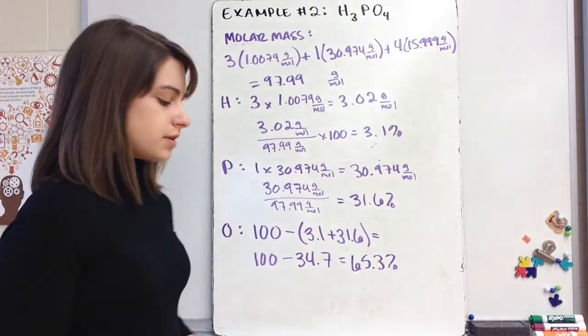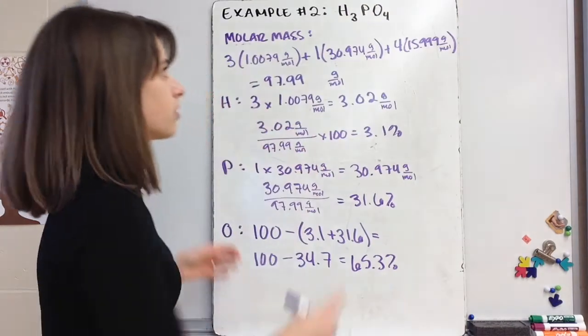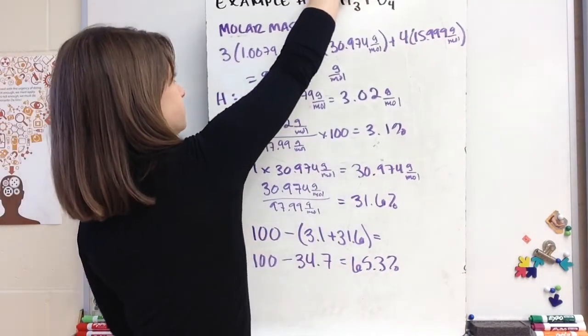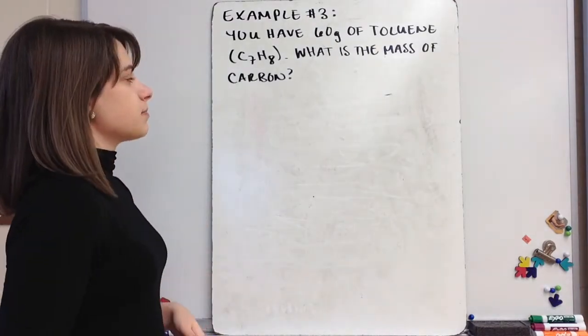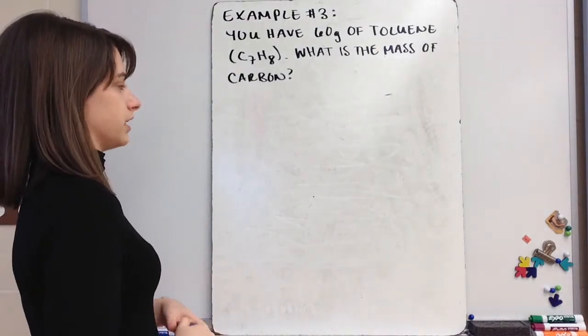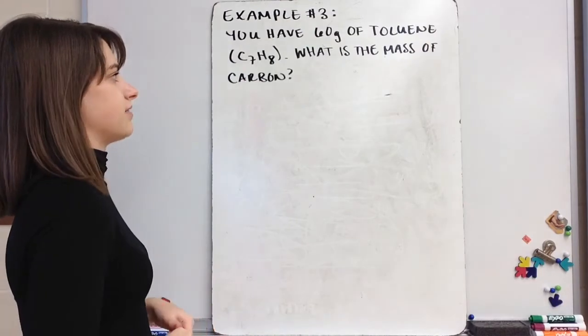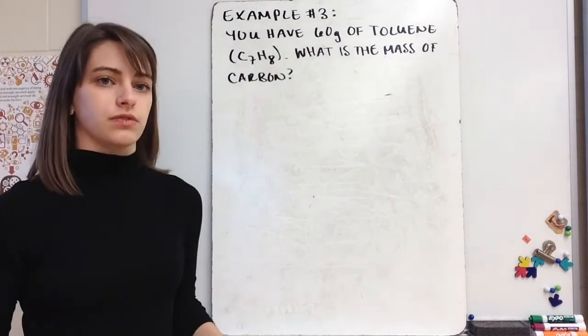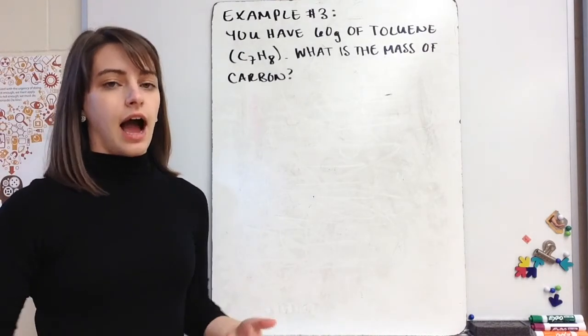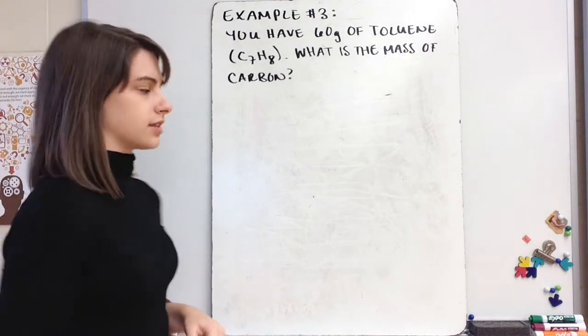So let's actually use mass percent in a different way. Let's look at one more example. So example 3 says you have 60 grams of toluene. Toluene has a formula of C7H8. And the question asks, what is the mass of the carbon? So if you have 60 grams of this stuff, how much carbon do you have?